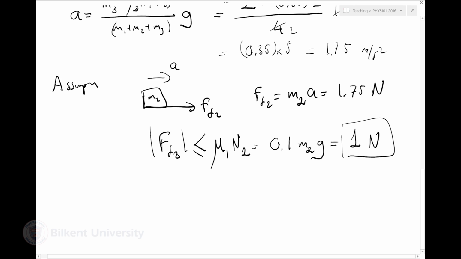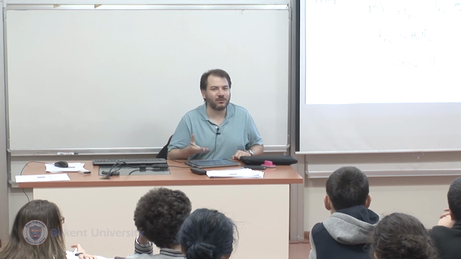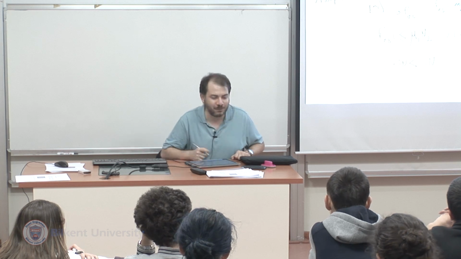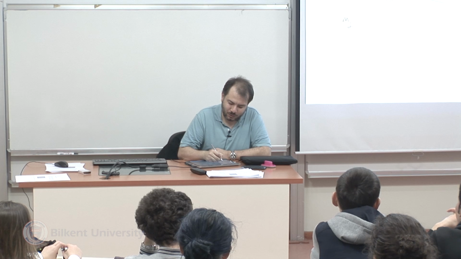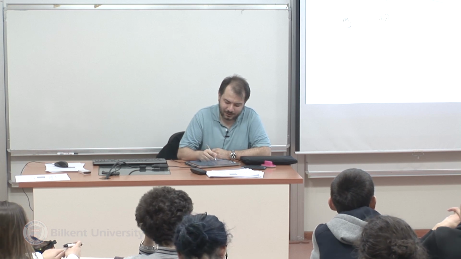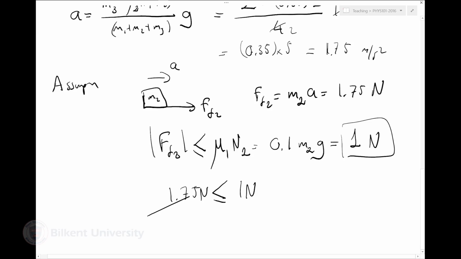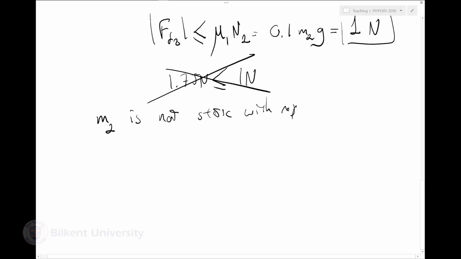So what did I find? 1.75 is less or equal to 1 Newton. What should I do? This is wrong. I made the wrong assumption. So M2 is not static with respect to M1. It's actually sliding with respect to M1.